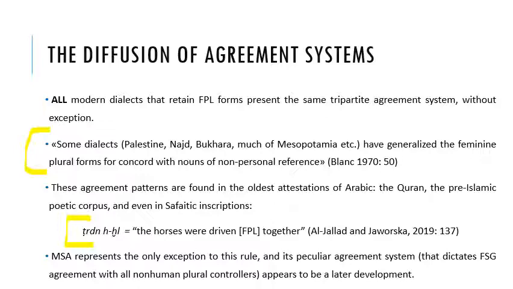The only exception to this rule, the only variety that has retained feminine plural forms but does not show these patterns, is Modern Standard Arabic, with its prescriptive rule of feminine singular agreement with all non-human plural controllers. In this respect, Modern Standard Arabic is highly innovative and deviant with respect to what has historically been the development of agreement and gender systems in Arabic. I will not develop on this subject further, as I have no time here.